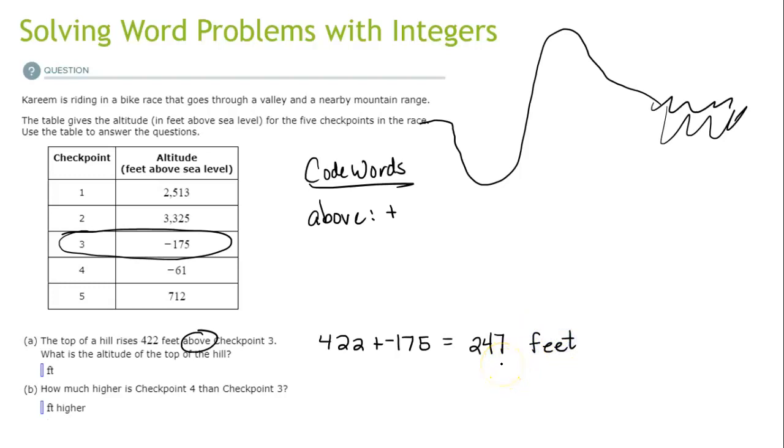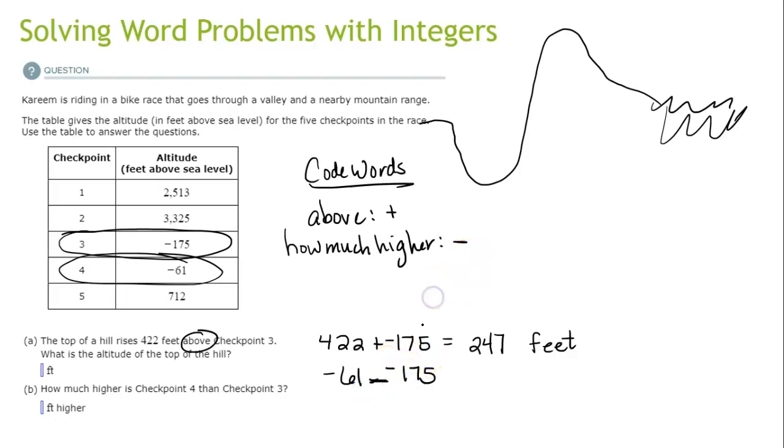It says how much higher is checkpoint 4 than checkpoint 3. So if you haven't already written this down, how much higher means we want to subtract, because it's a code word for finding the difference. We're finding the difference between checkpoint 4 and checkpoint 3. Checkpoint 4 is negative 61. I'm finding the difference between negative 61 and negative 175. Remember, I need the minus because it's how much higher, and I need the minus here because of the 175.